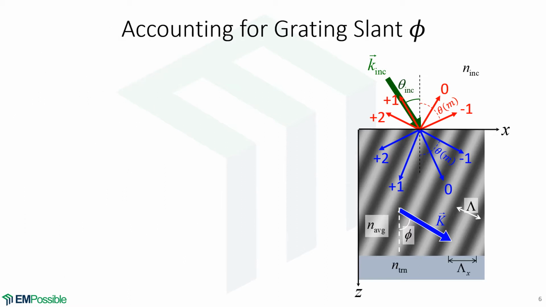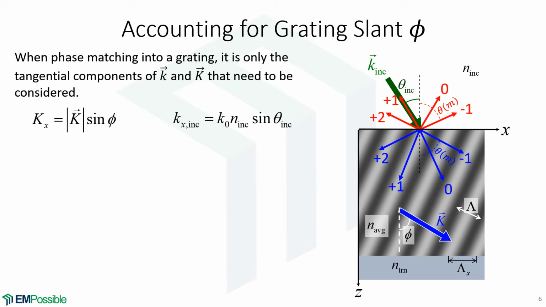The last thing we will do to this grating equation is account for what is called the grating slant. Notice the grating that I've drawn here is at an angle, and we will label this angle phi. So it turns out when we phase match into this grating, really the only things we need to be considering are the tangential components of things. So we already, in the last slide, wrote the tangential component of our incident wave vector. It's the magnitude of a wave vector in the incident region times the sine of the angle of incidence.